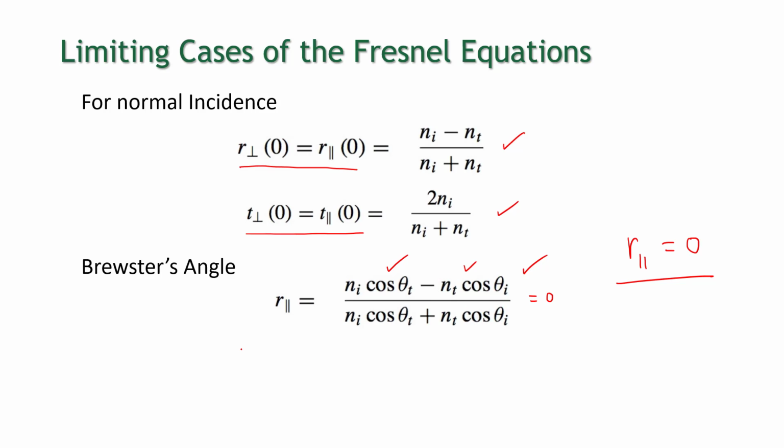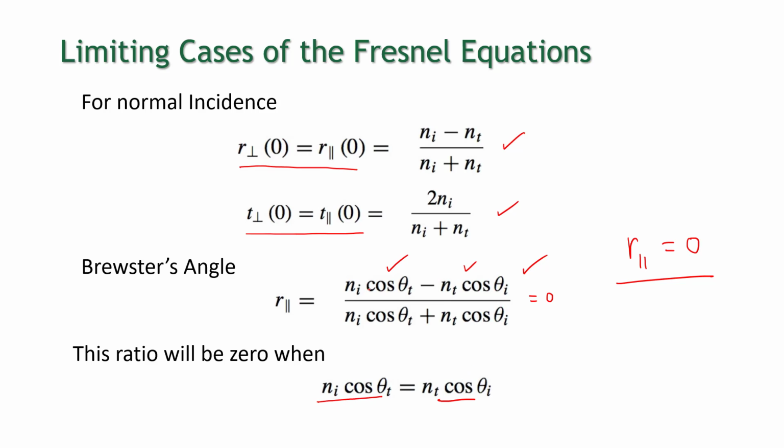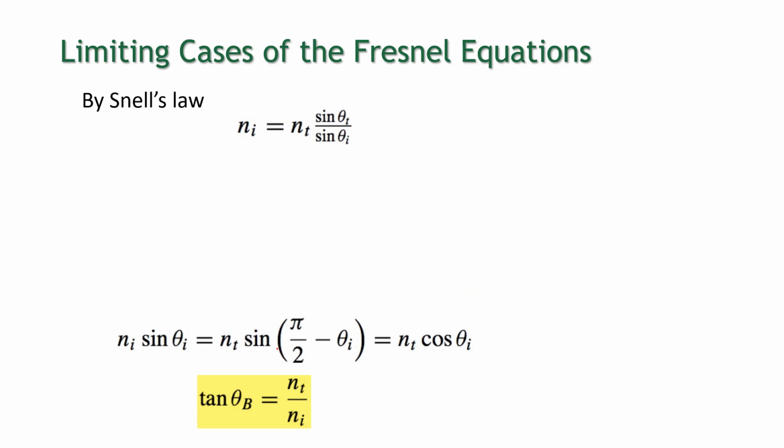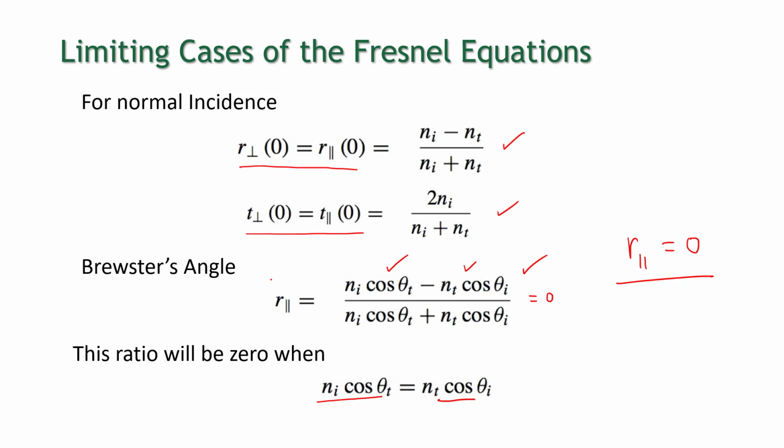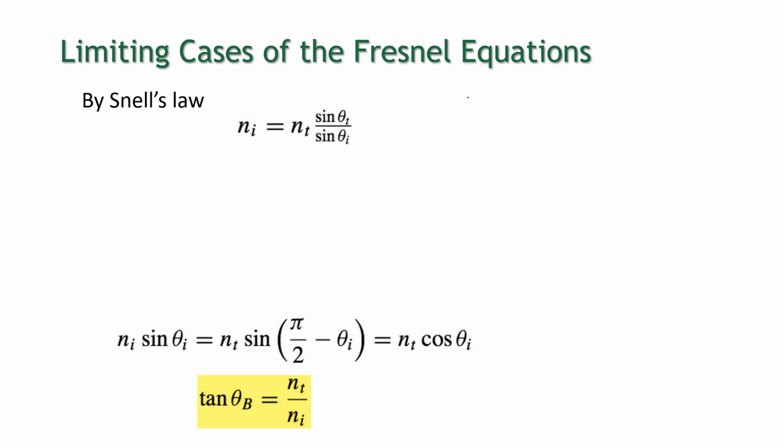So that means if you have this equal to that, then our R parallel would be 0. Okay, and then we can use Snell's law in this equation. Okay, so we have this Snell's law. Snell's law is Ni sine theta i is equal to Nt sine theta t. Okay, so that's Snell's law.